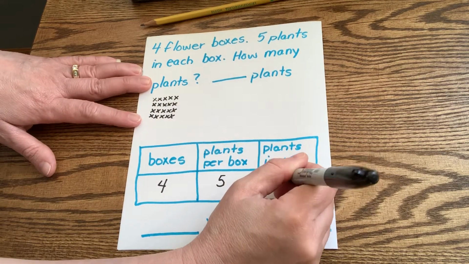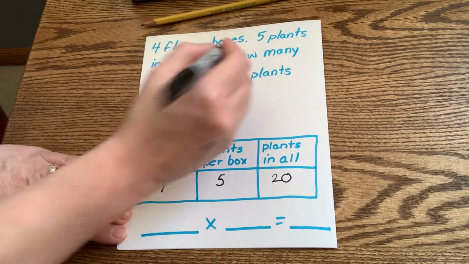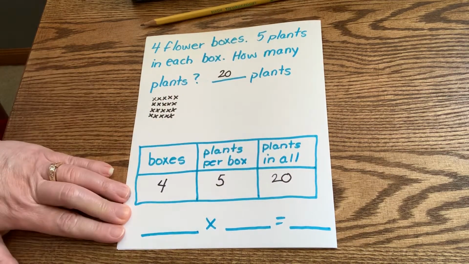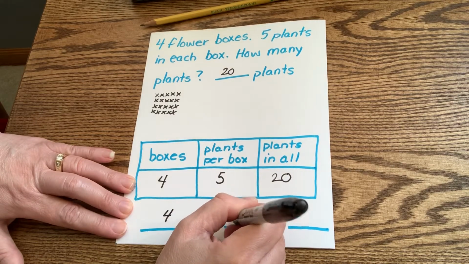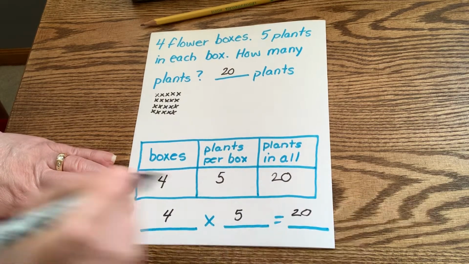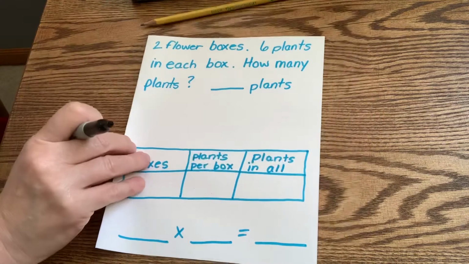So I have 20 plants in all, and then my number model. Oh, I'm going to put my total number of plants up here. And then my number model from multiplication would be 4 times 5 equals 20. Okay, let's do another one.